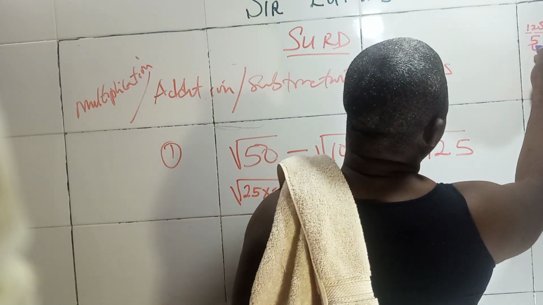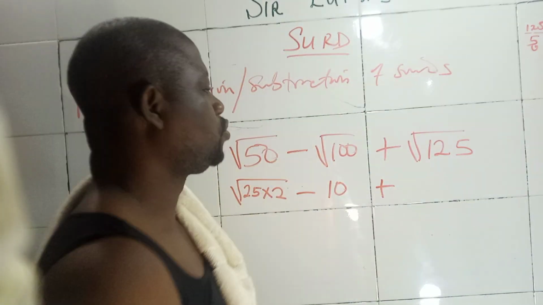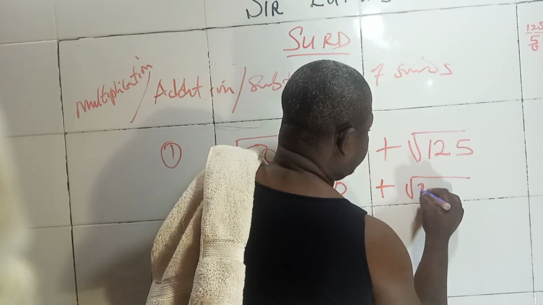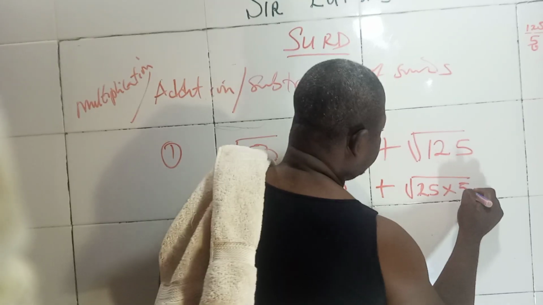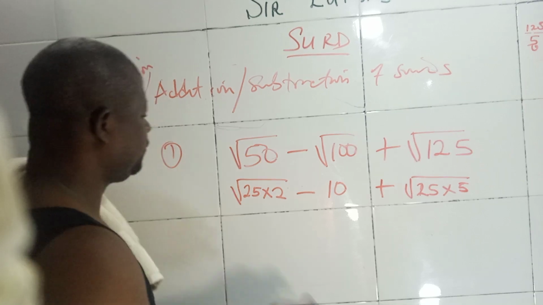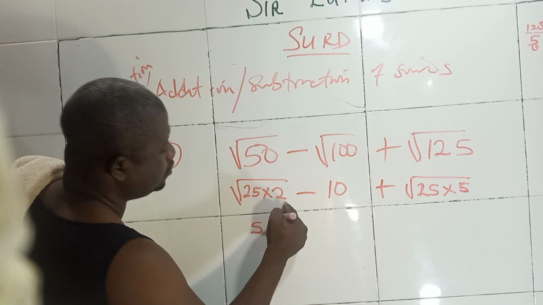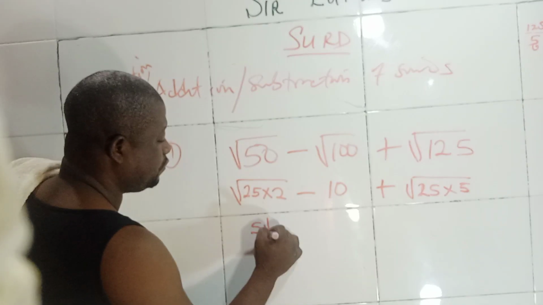It means that 5 and 25 are the factors of what? 125. So we're going to have square root of 125 as square root of 25 times 5. So we have square root of 25, which is 5. 5 does not have square root. It's going to be 5 root 5.